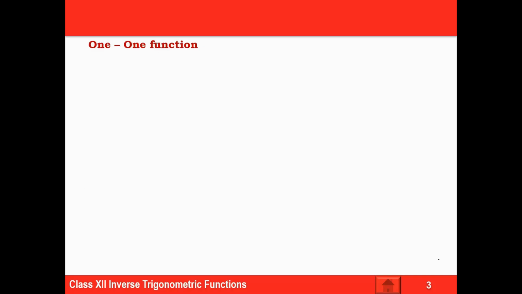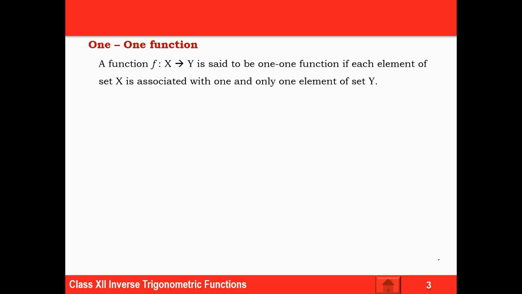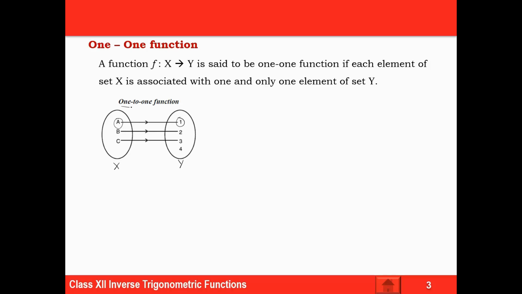What is a one-one function? A function f from set x to set y is said to be one-one if every element of set x is associated with one and only one element of set y. Suppose this is set x, this is set y. Element A is associated with element 1 of set y, then B is associated with 2, C with 3, and so all elements of set x are associated with elements of set y, with one element associated with one element. This is called a one-one function.